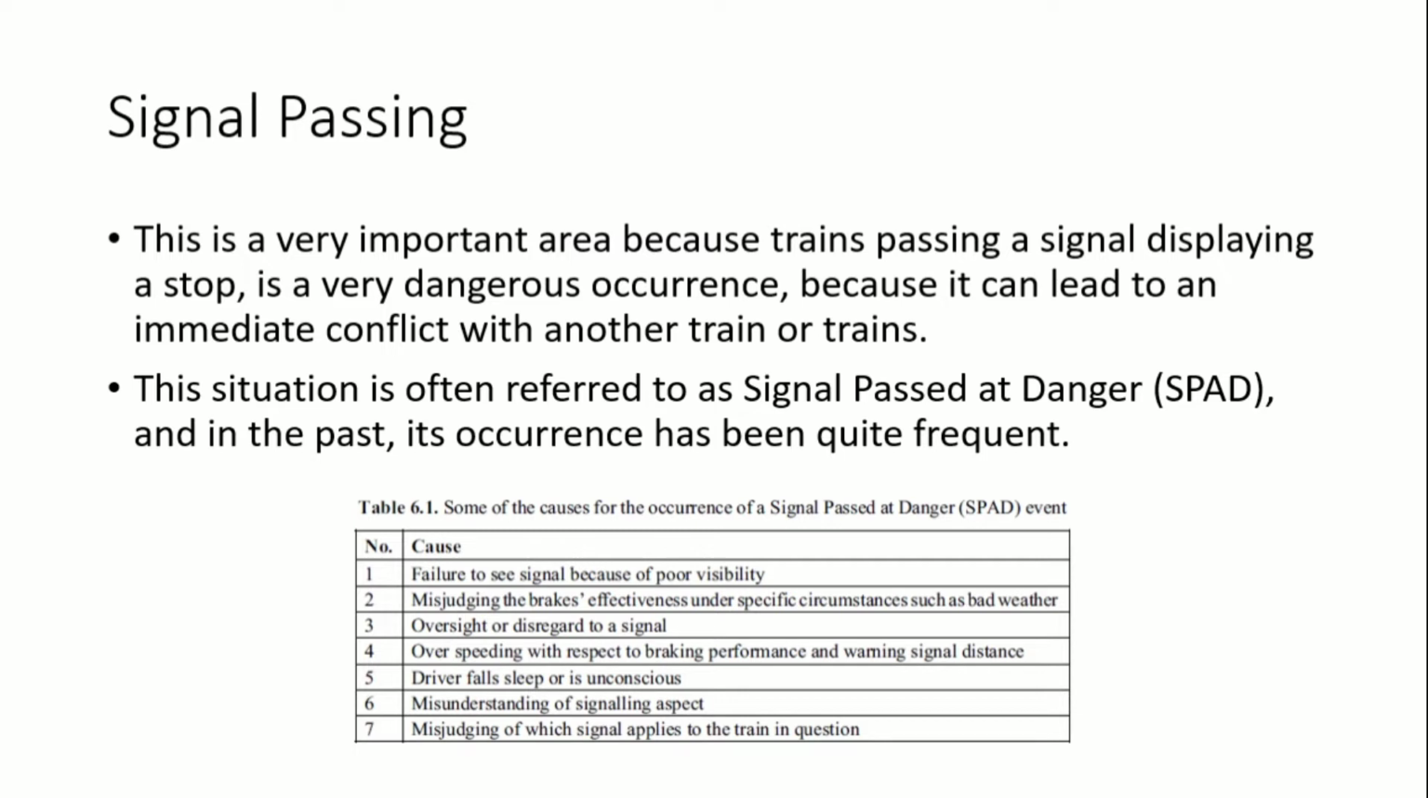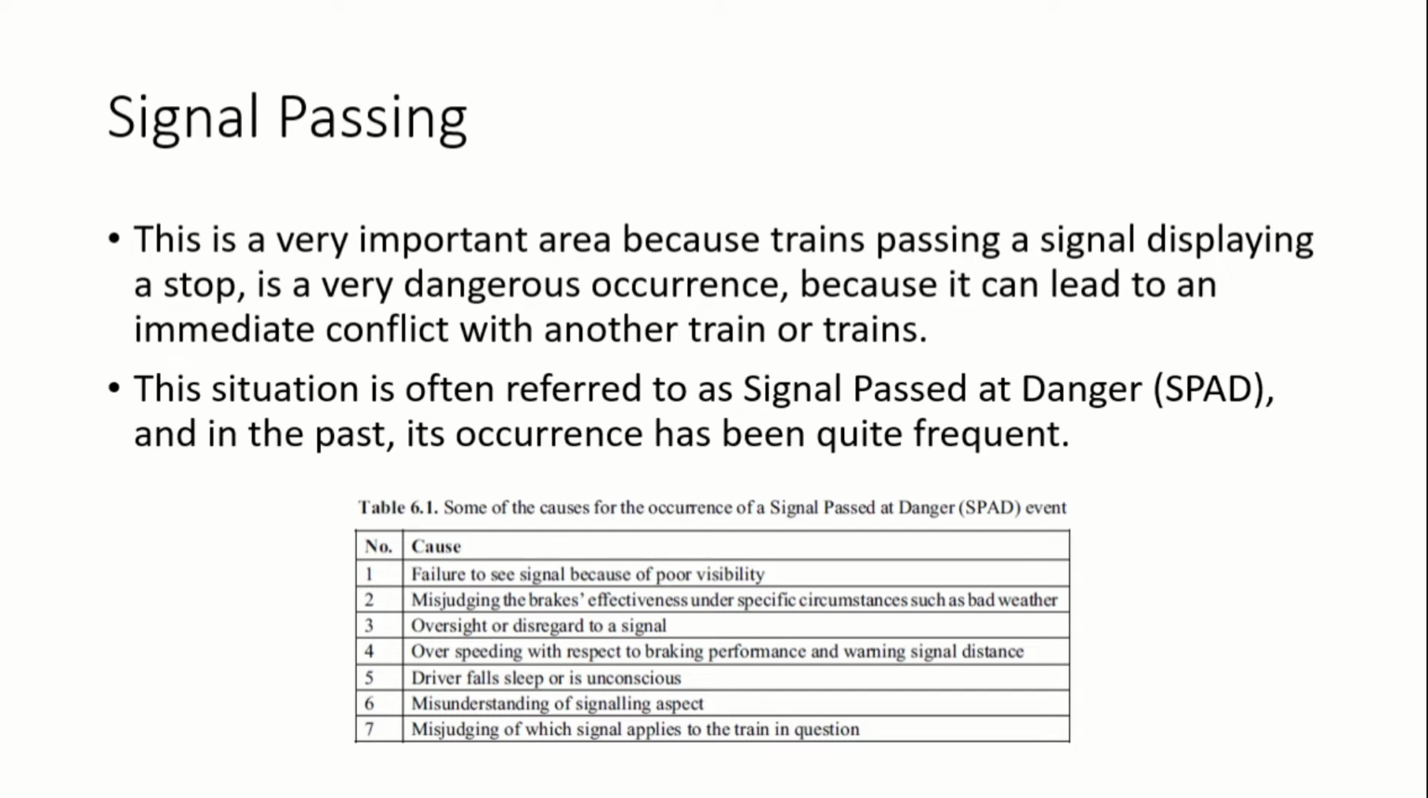So this is a very important area because a train passing a signal displaying stop is a very dangerous occurrence because it can lead to an immediate conflict with another train or trains. So it means that if a signal shows a red light or stop sign, you need to stop the train because the block in front should be occupied with another train. So if the train didn't stop, it means that it's going to be a rear end collision. Okay.